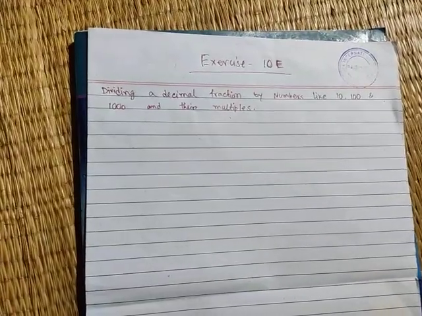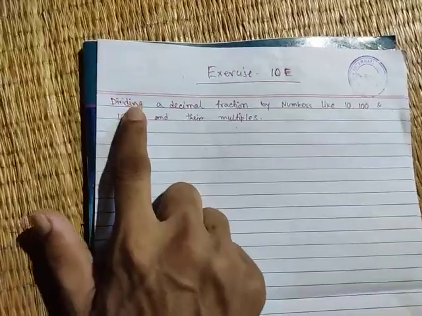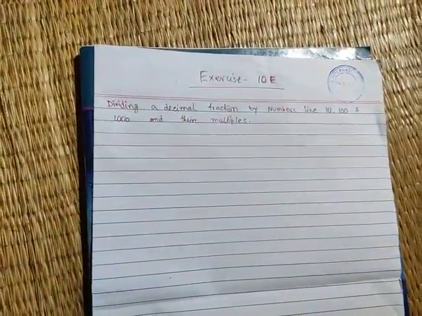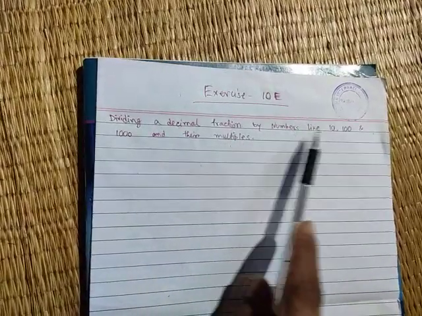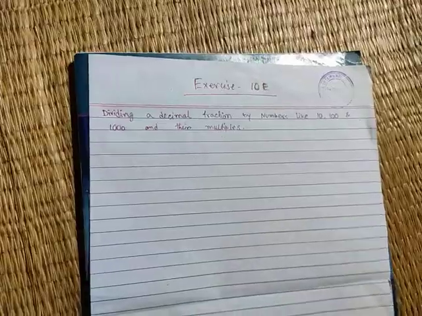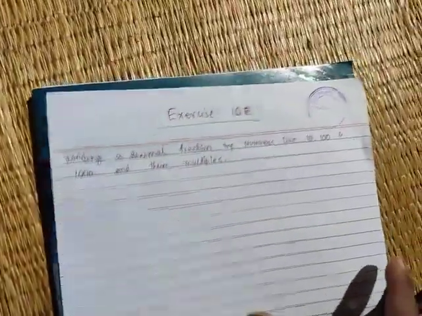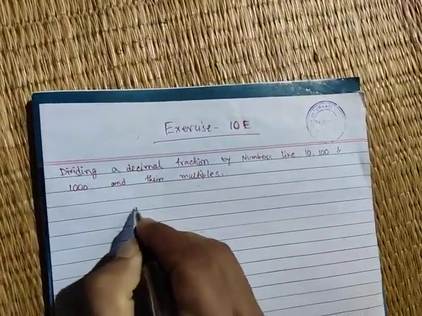So good morning students. Today I will start exercise 10A. There is dividing a decimal fraction by numbers like 10, 100 and 1000 and their multiples. Okay. So see first what is the process here. Dividing a decimal fraction. Decimal fraction means this kind of fraction.